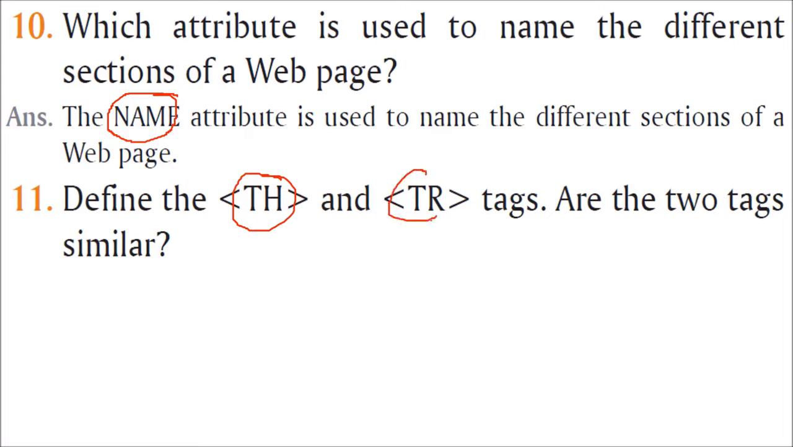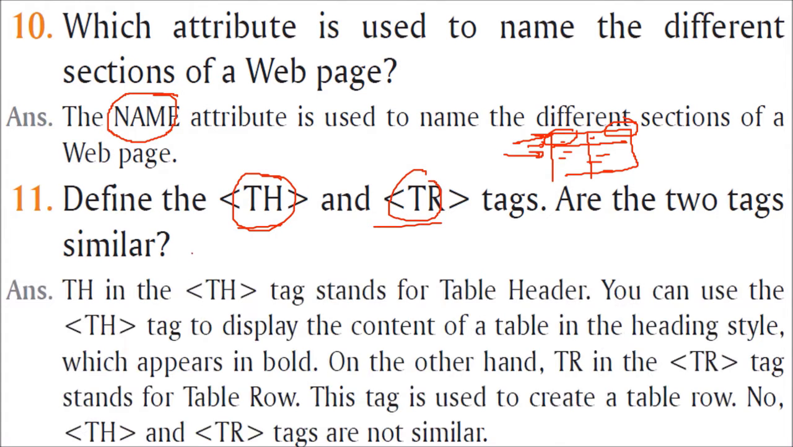Define the th and tr. Are the two tags similar? They are not similar, but they do things which are similar. Th is for table heading, because in a table you want heading also. Every table needs some heading. Then you have content here or table data here. So tr is for table row. Th is again for a table row, but for heading row or header row.